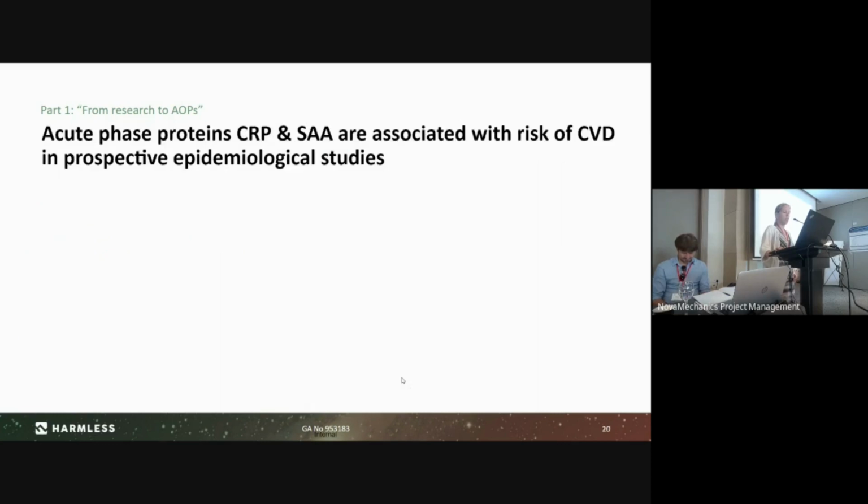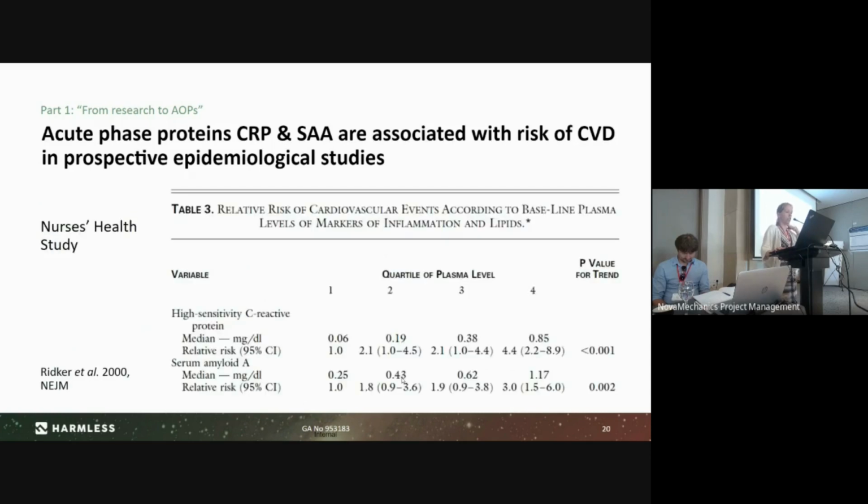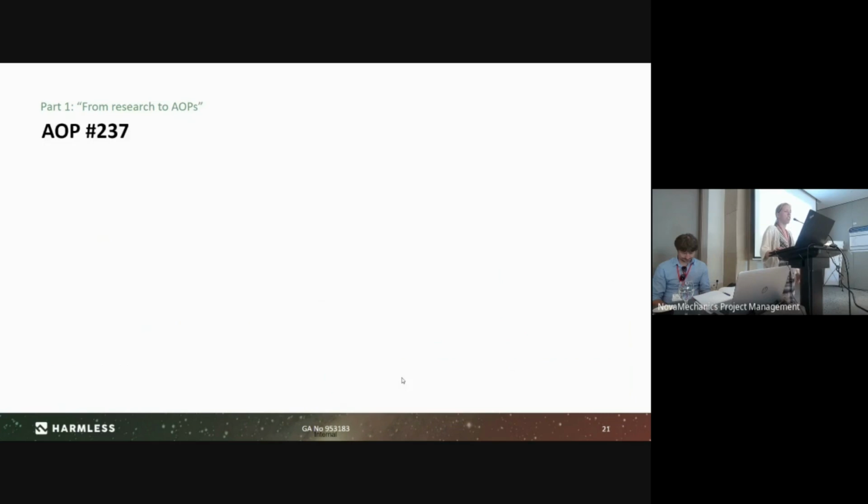So this has also been shown in epidemiologic studies. This is a very nice study in nurses where they have shown that a higher level of SAA in the blood, and this is a prospective epidemiologic study, gives an increased risk of cardiovascular disease. So this is all the basic groundwork that we fed into this AOP. This is how these things fit together.